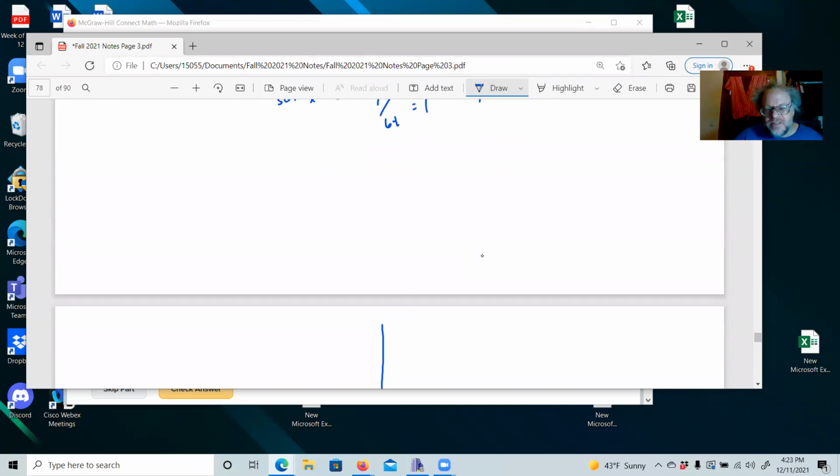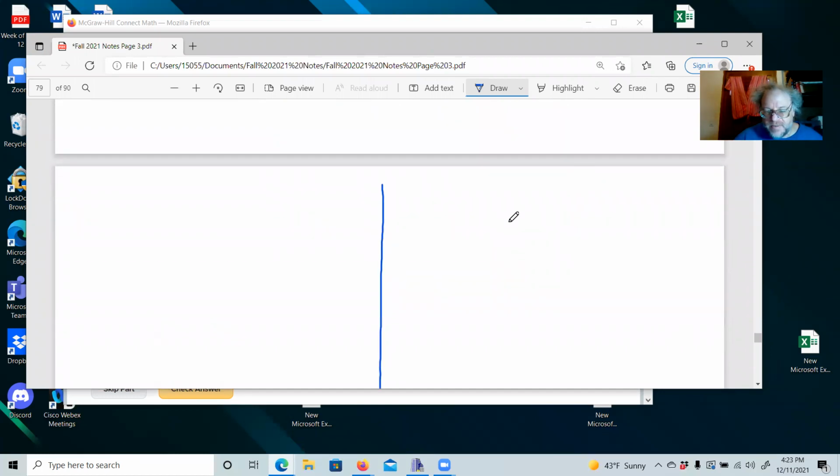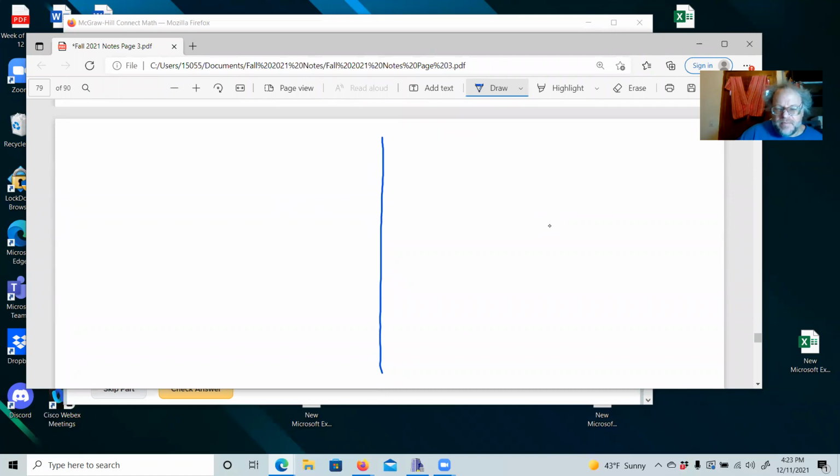Okay, so in this case, the vertices are going to be along y, so it's plus or minus 8. x is going to be plus or minus 5. Counting 1, 2, 3, 4, 5 on each side, and 1 through 8, and we're just going to make our little rectangle here.